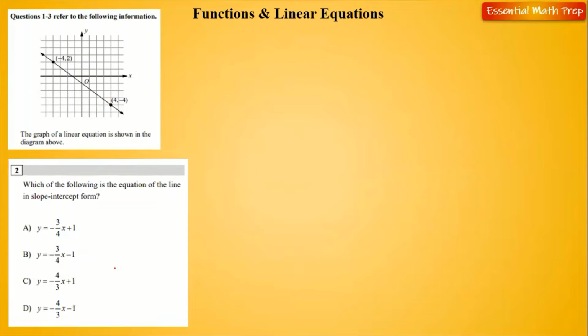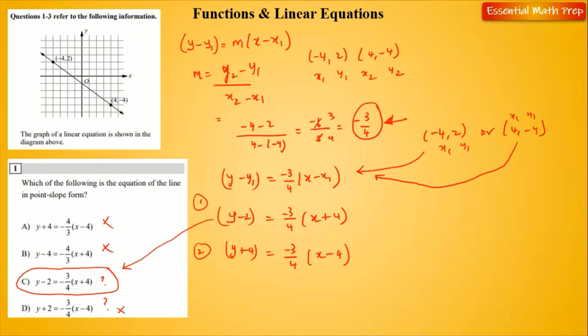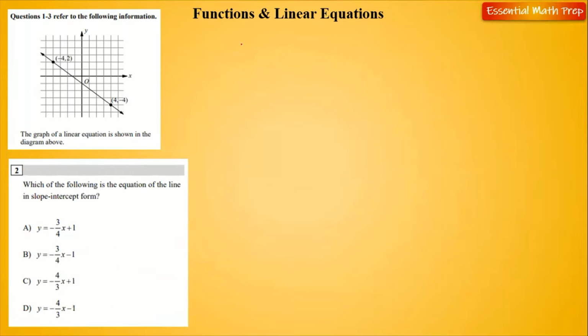Which of the following is the equation of the line in the slope intercept form? Well, we already know the slope, see, let's go back. The point slope form is different from slope intercept form. The slope intercept form is the generic y equals mx plus c. We know our m is negative 3 over 4, so you don't have to calculate that all over again.